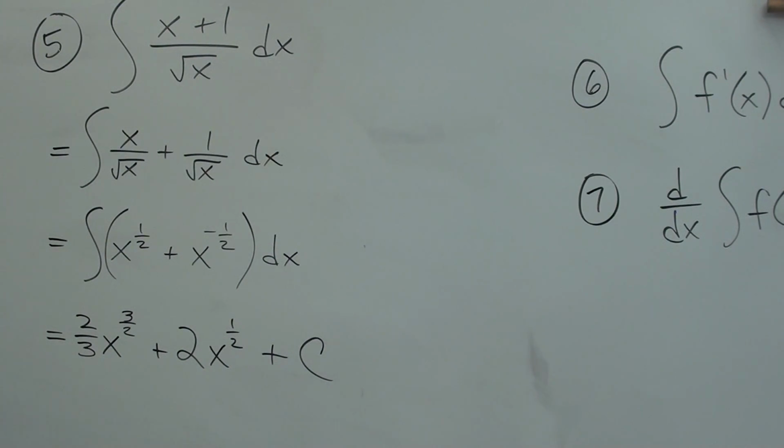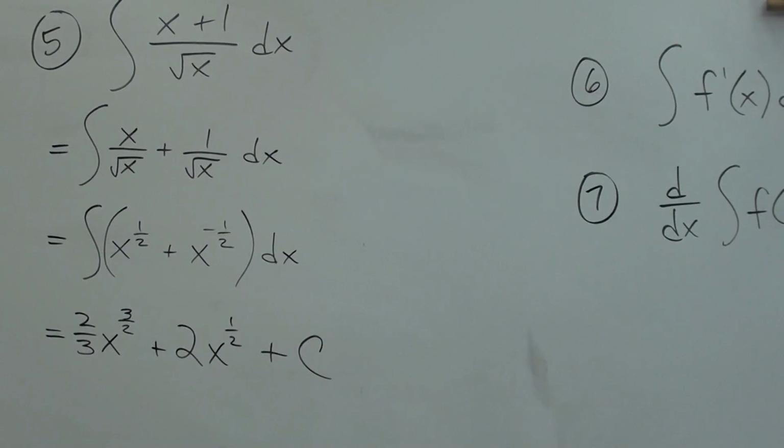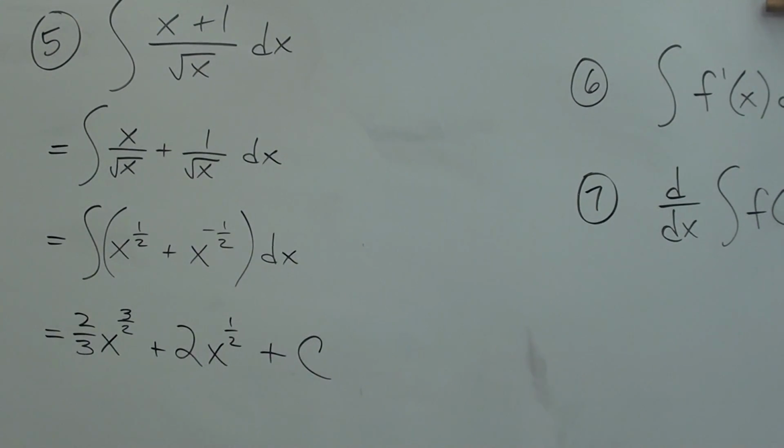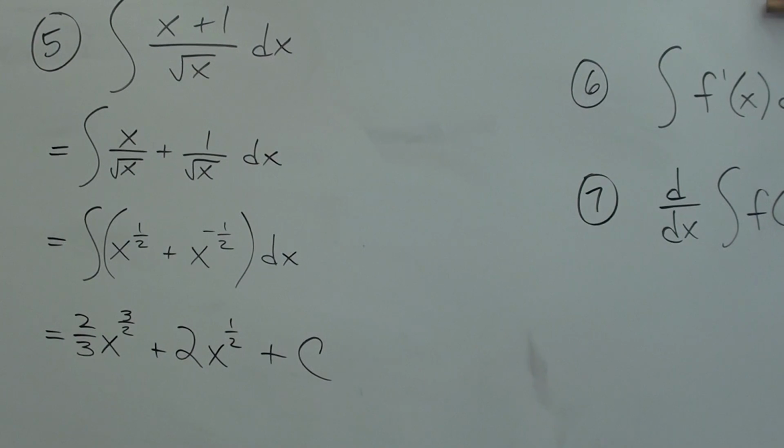All right, don't forget your plus c's. Every single function has to be written right now as x to a power. If you can't write it as just x to a power or a sum of x to powers, then yeah, you're probably doing something wrong. No chain rule yet. No product rule, no quotient rule, no chain rule.